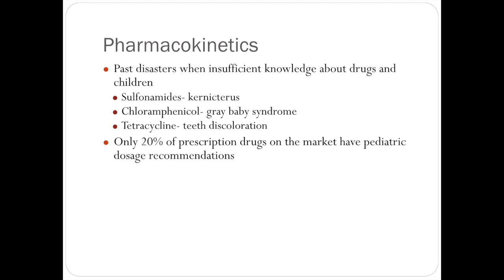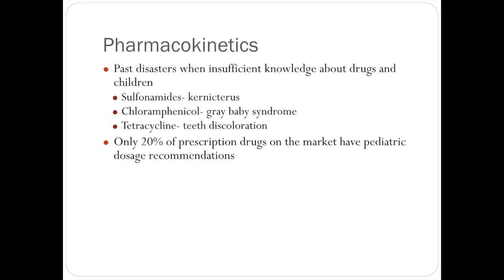We have learned to be careful with children because of past disasters that have occurred. When we gave sulfonamides to children, they developed a dangerous condition called kernicterus, which caused permanent harm to the brain. Chloramphenicol caused them to have a gray skin, and we called that gray baby syndrome. Tetracycline, when it's given to children prior to erupting secondary teeth, causes permanent discoloration of those secondary teeth.